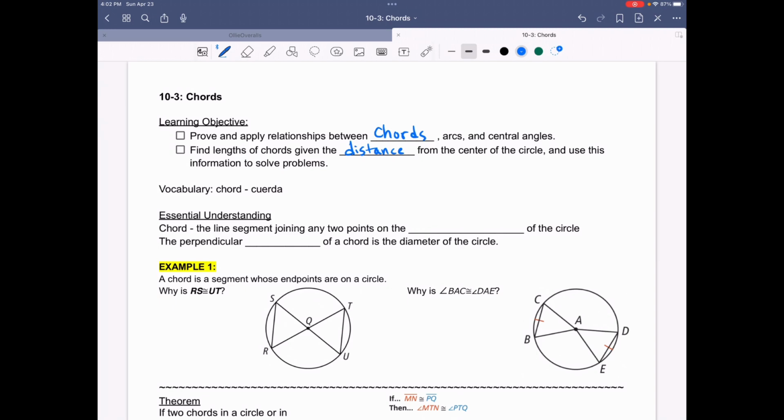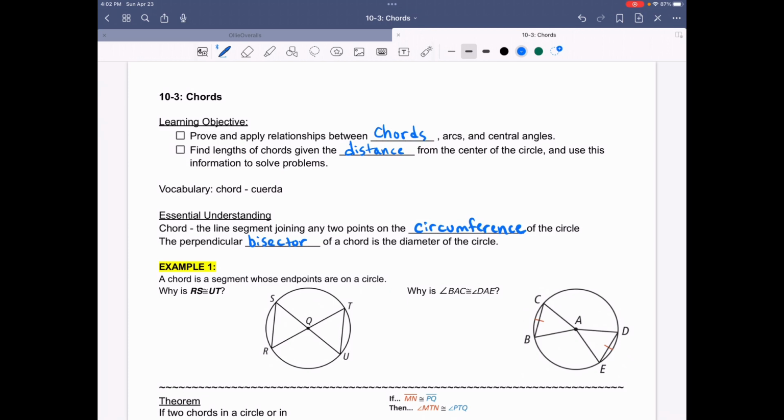Essential understanding. A chord is the line segment joining any 2 points on the circumference of a circle. The perpendicular bisector of a chord is the diameter of the circle.